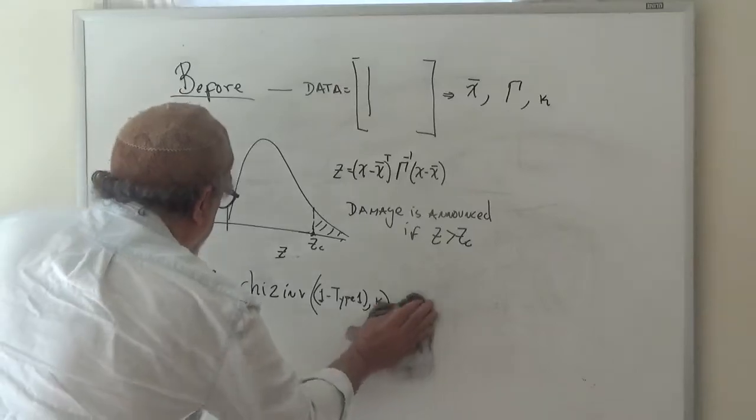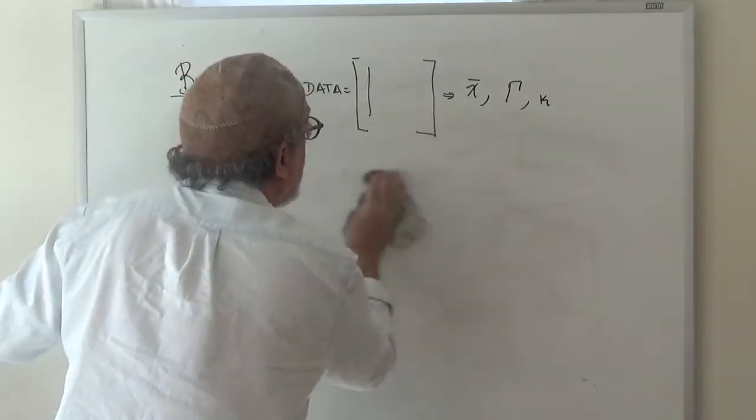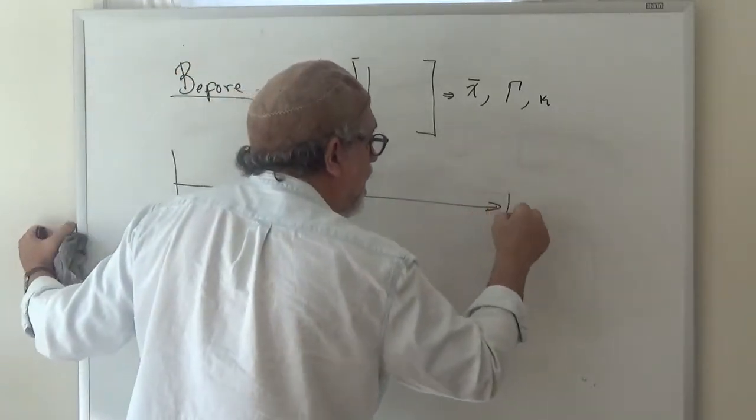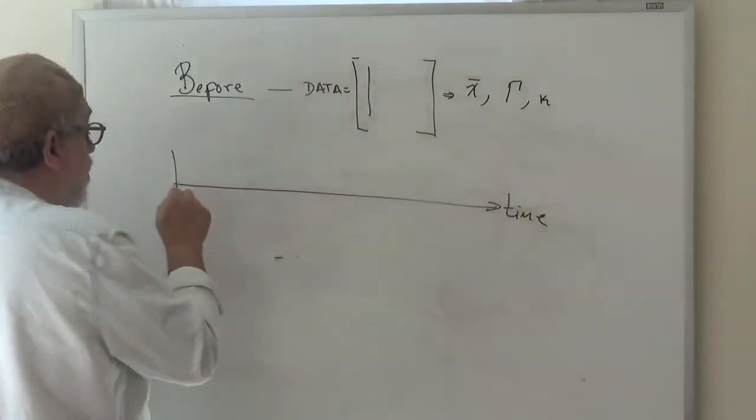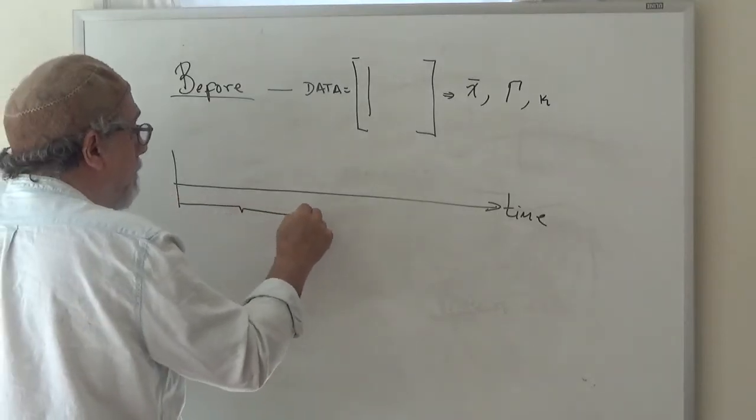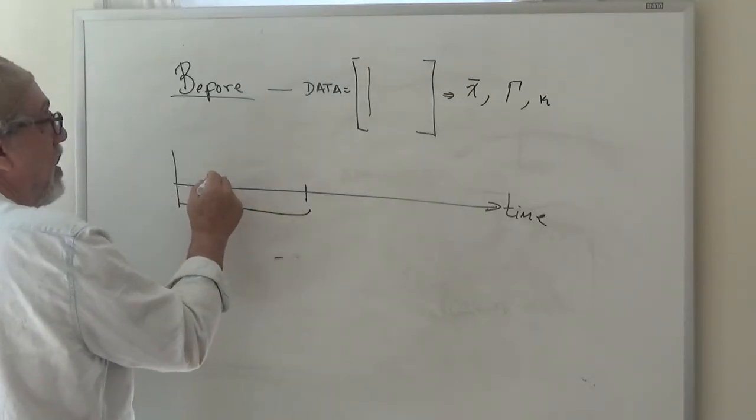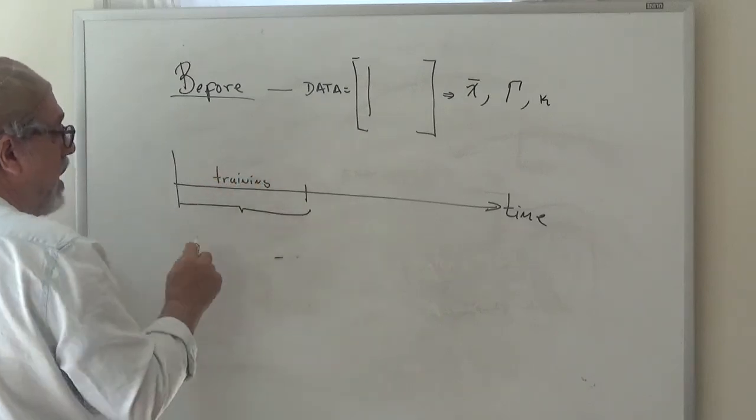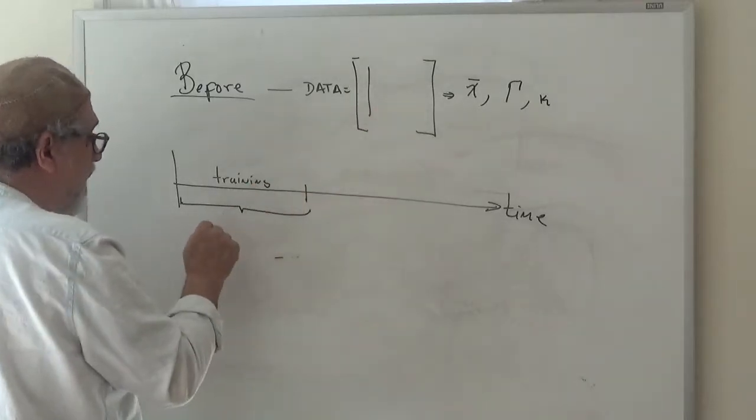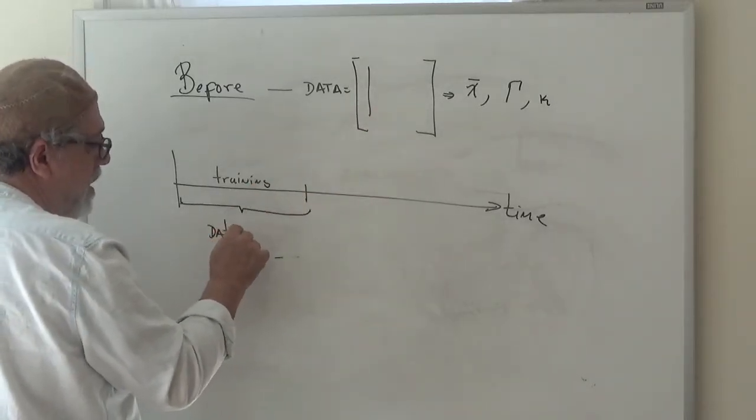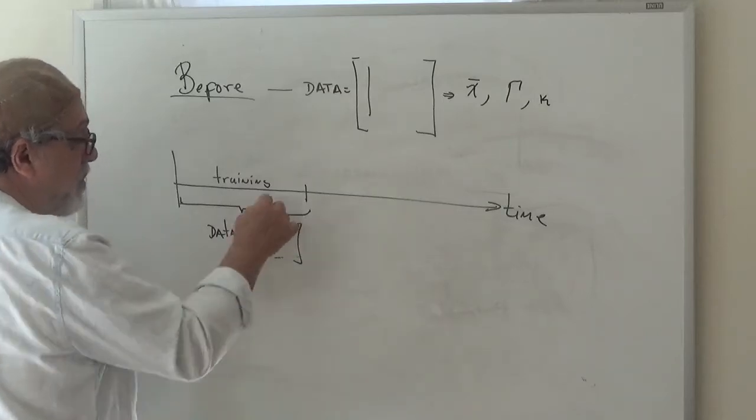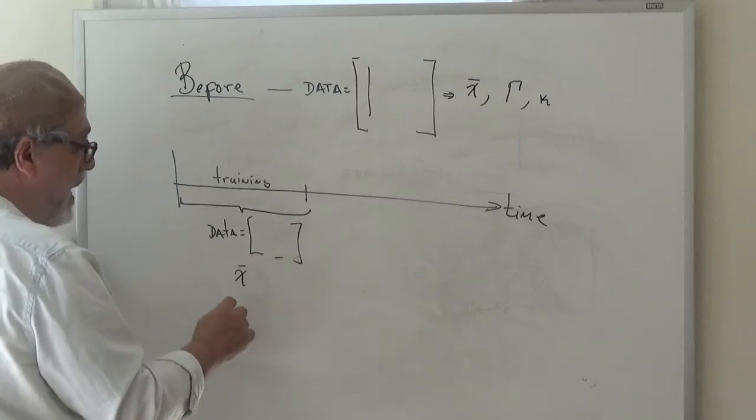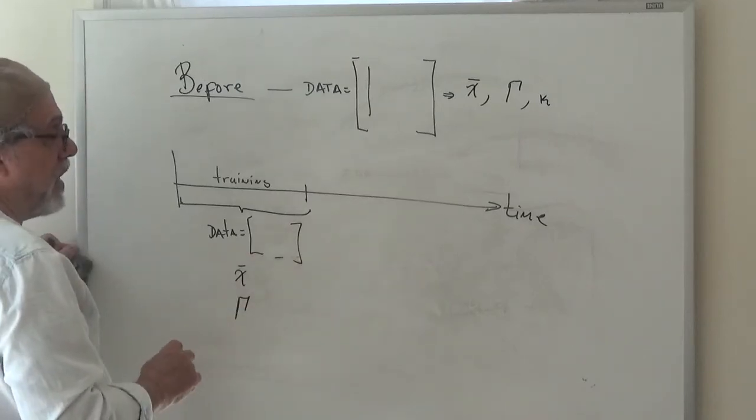So, to put a timeline, if time is running this way, for a certain amount of time, okay, this is, if you want, you can call it training, okay? So during that time is when we obtain this data. And it is from this data on this time that we obtain the mean of the vector that we're looking at, the covariance of the vector that we're looking at.